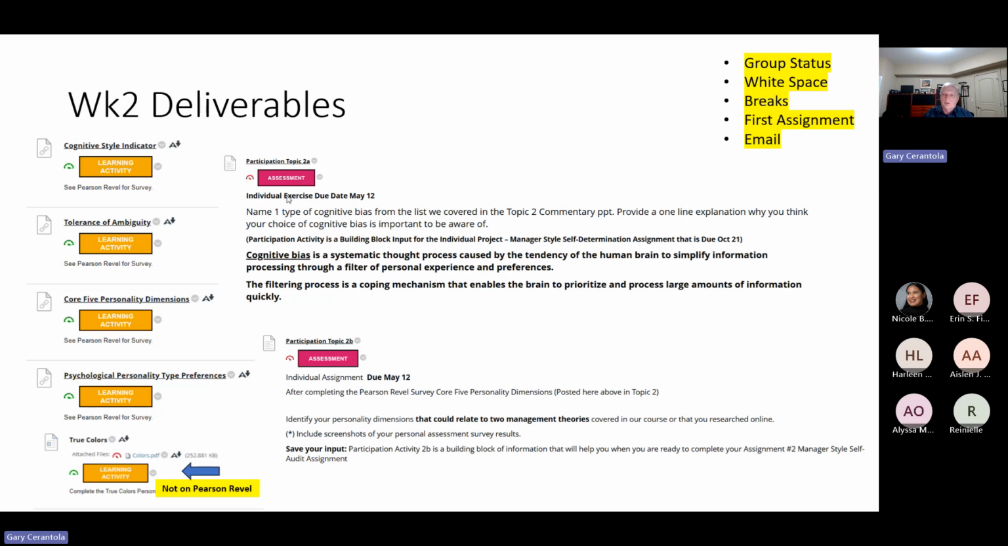So there's no group requirement until topic 3. What I'm asking you to do is name one type of cognitive bias that we listed. You're going to see that in the slides, and I've highlighted in the slides where that is, to latch onto it and understand what it's all about. The whole idea is I want you to make one choice, one typical cognitive bias, and make sure that you use the definition provided for it, and then actually tell me why it matters.